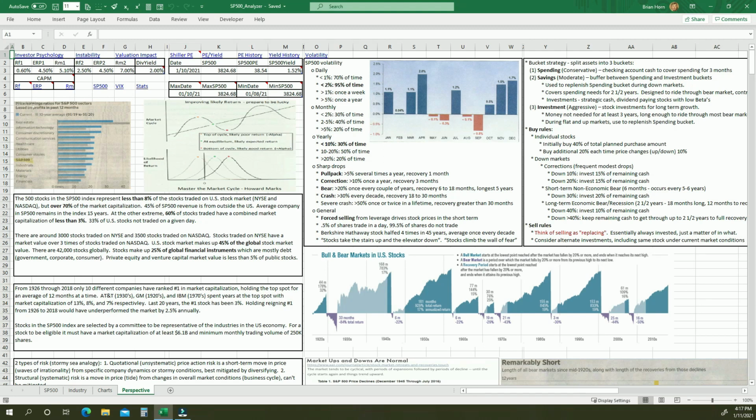You can see here historically how often a pullback, correction, bear, or crash occurs. A pullback can occur several times a year, but with a recovery probably within a month. A correction happens about once a year, with the recovery taking an average of 3 months. A bear market, like we've already talked about, occurs every 4 or 5 years or so, with a recovery of anywhere from 6 to 18 months.